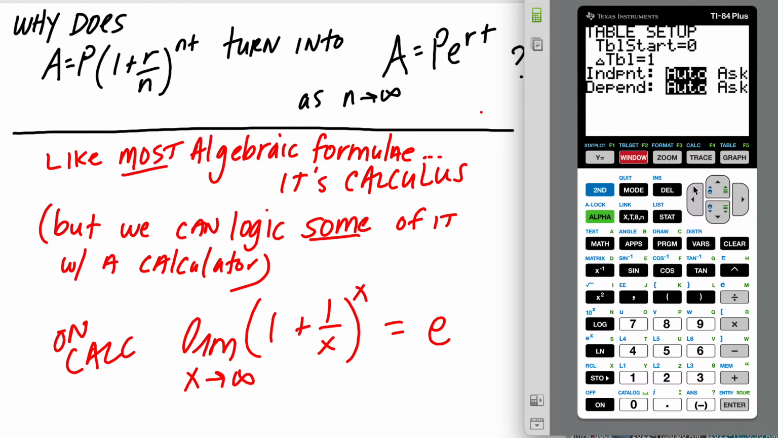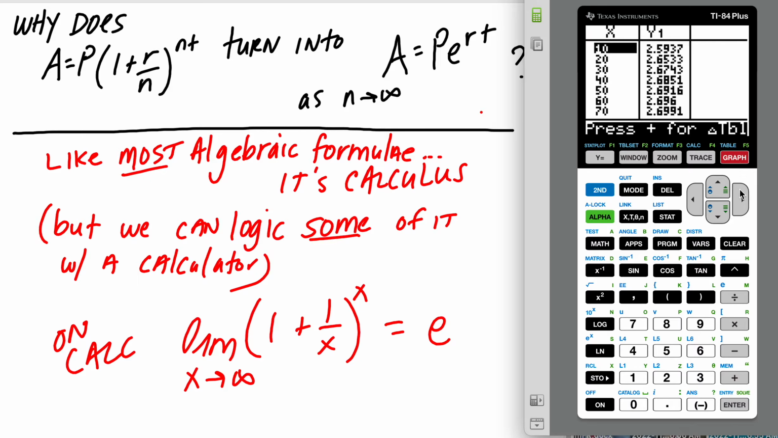So if I go to table set and I start my x values at, let's start at 10, and let's go by tens. Let's just see what happens. If I go to table, you're going to see that the values get closer and closer. See, they're 2.6, 2.7, whatever. They're going to get closer and closer to e, and you can start to see that happening. They're 2.71, et cetera.